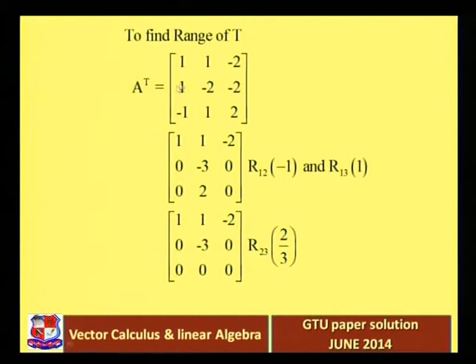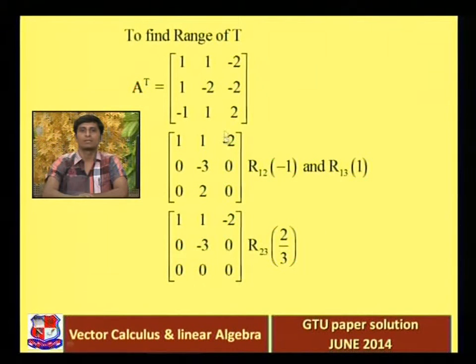Now again we have to convert this matrix into a row echelon form matrix. So the first row is as it is. We are multiplying the first row with minus 1 and adding it into the second row. So the second row is 0, 1 minus 1 0, minus 2 minus 1 minus 3, minus 2 plus 2 0.